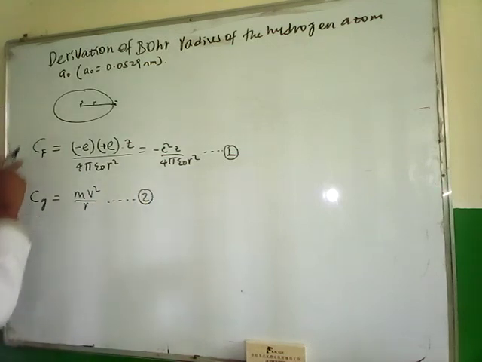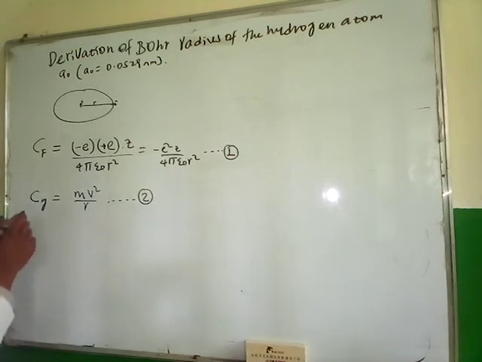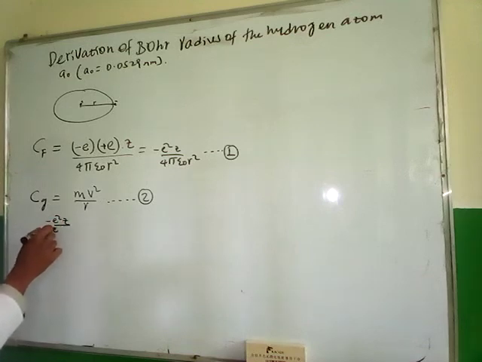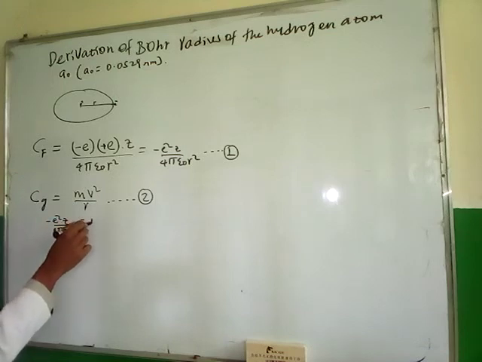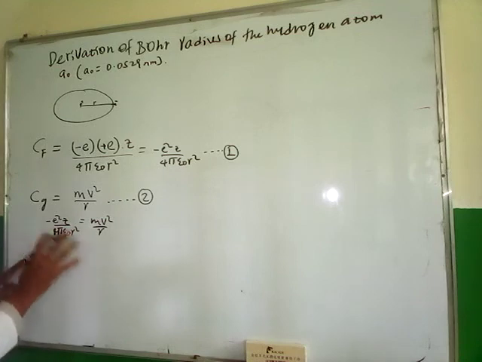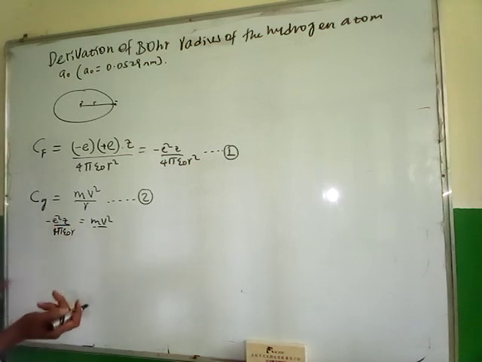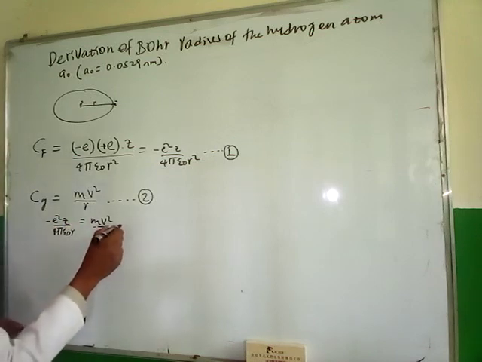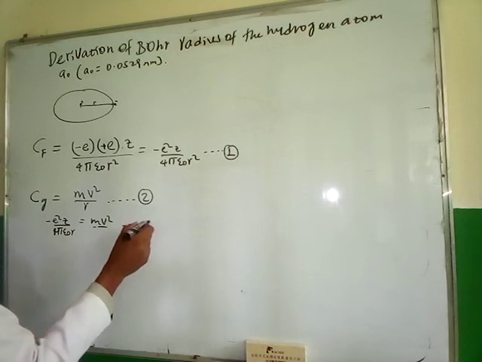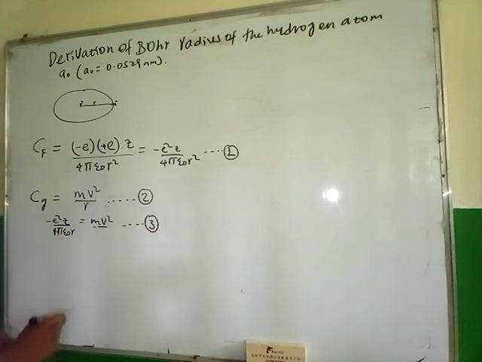But both forces must be equal. That means minus e squared Z divided by 4 pi epsilon naught r squared is equal to m times v squared over r. You can simplify this. Just cancel this r squared, so we can write like this. Therefore, here we have another equation, which is equation 3.